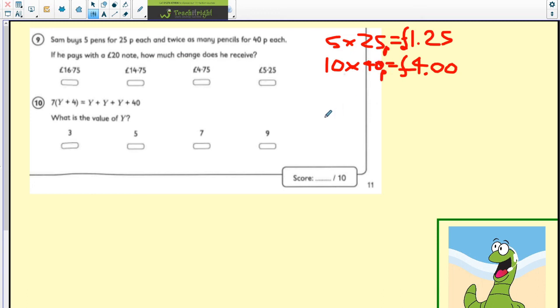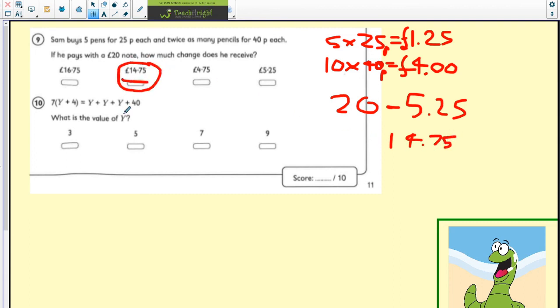And now, how much change is he going to get? Well, he's paid a total of 5.25. So you could do £20 take away 5.25. It's probably the easiest way, which is going to give him 14.75 left over. Question 9. Right, let's use green to end with.